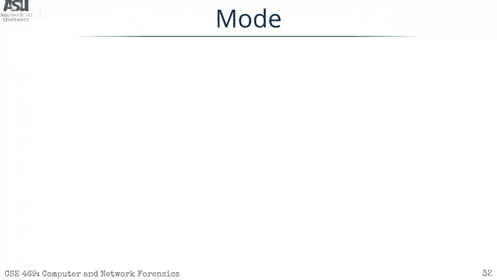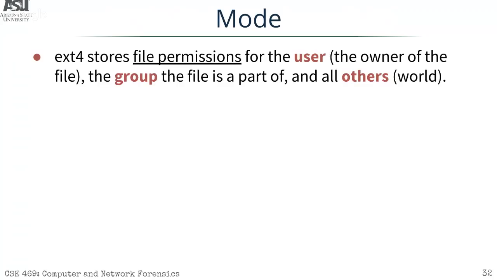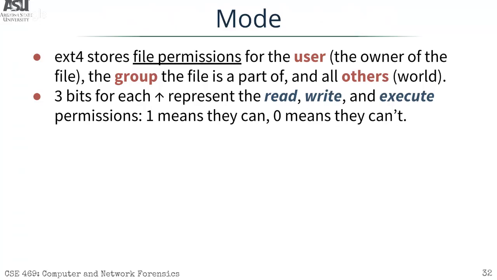Okay, let's talk about mode, which is file permissions. So ext4 stores file permissions for the user, the group, and everyone else by using 3 bits for each of those. Hopefully this isn't too new to you, but these 3 bits represent the read, write, and execute permissions. 1 means they can, 0 means they can't.